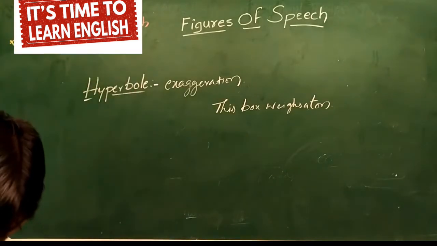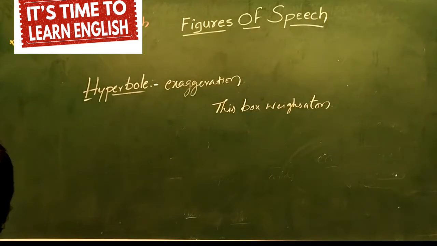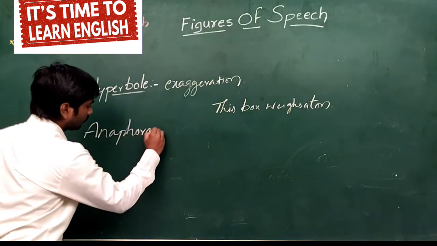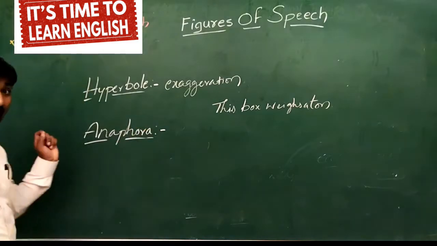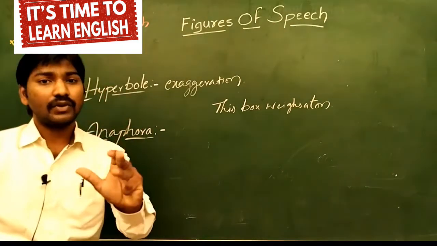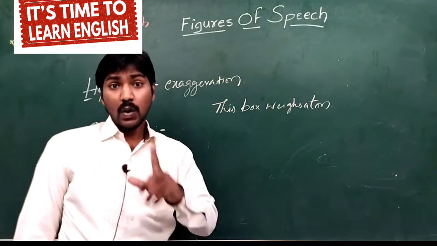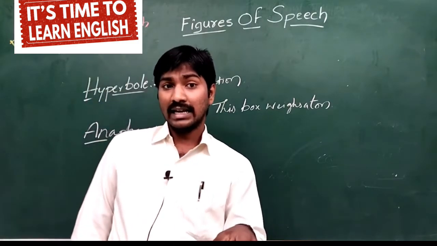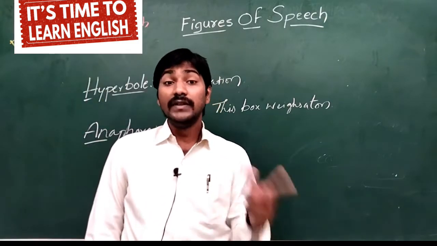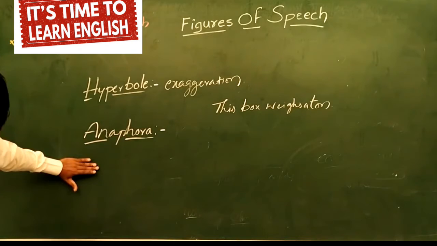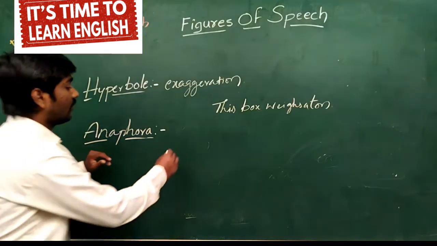So that means anaphora. Assonance, alliteration, anaphora: all three will appear very similar to us, but the three are very different. Assonance means repeating vowel sounds, and alliteration means repetition of words. Anaphora is also similar to alliteration, but the difference is that the same word will be in the beginning.